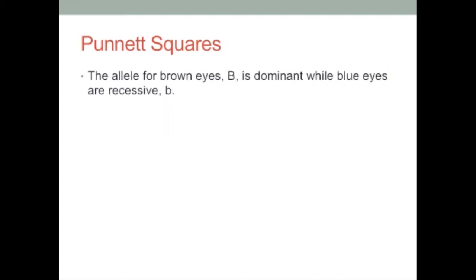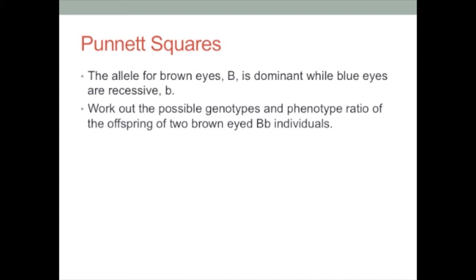The allele for brown eyes, big B, is dominant, while blue eyes are recessive and are represented by little b. Work out the possible genotypes and phenotype ratio of the offspring of two brown-eyed, big B, little b individuals.